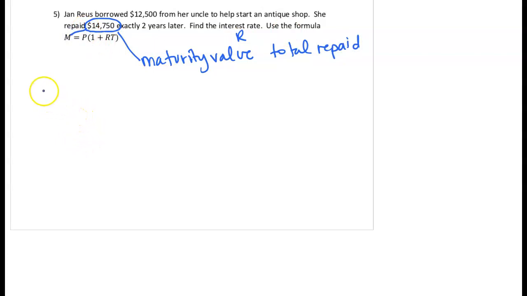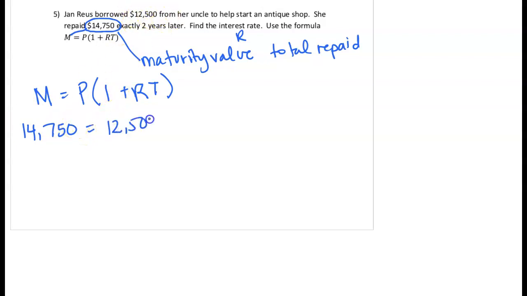So starting to fill in what we know, M equals P parenthesis 1 plus RT, and whether you use capital R or lowercase r, they're both meaning the rate. So M is our $14,750. P was the amount borrowed, $12,500. Keep your parenthesis, 1 plus. R is what we're trying to calculate and find. And they did give us T. T stands for time. So if we look back in the problem, our time was 2 years. So T is a 2.